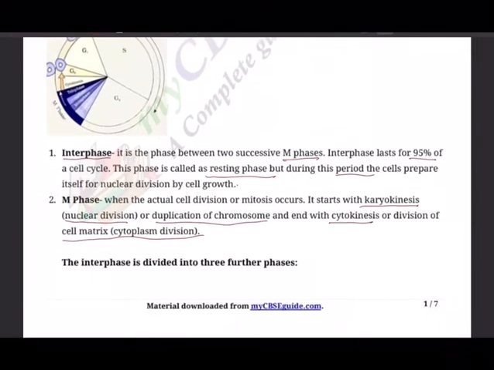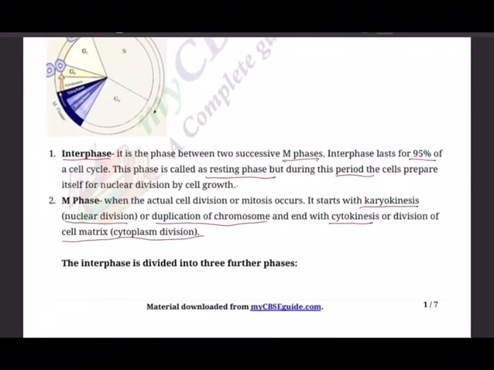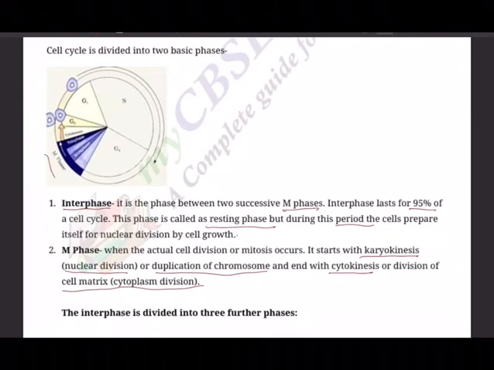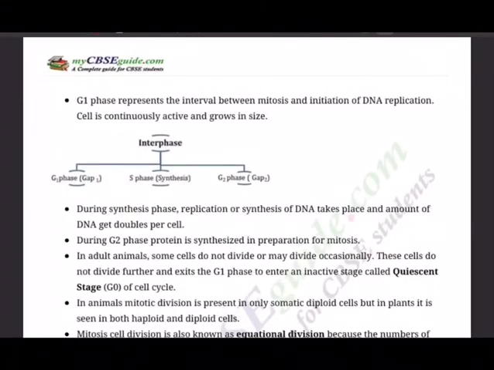The interphase is divided into three further phases. As you can see in the diagram, there is the M phase, and the interphase is divided into three phases: G1 phase, S phase and G2 phase. And of course the M phase. Let's see the three phases.